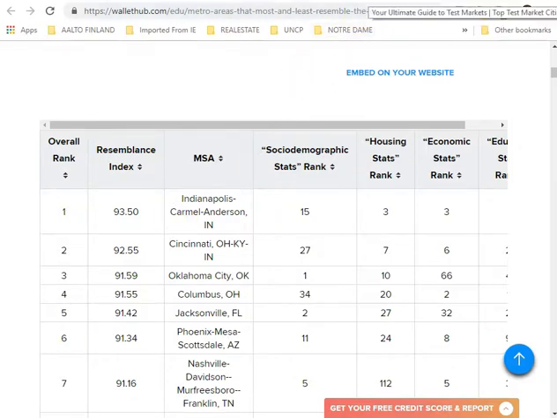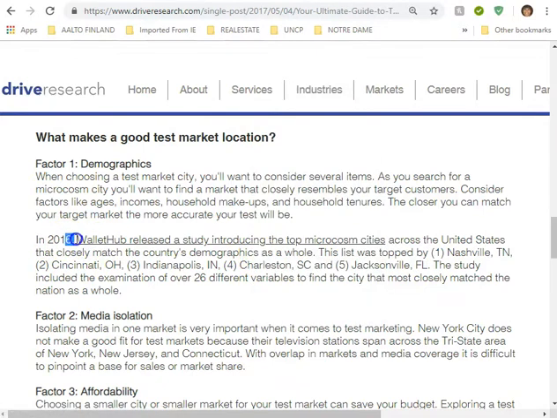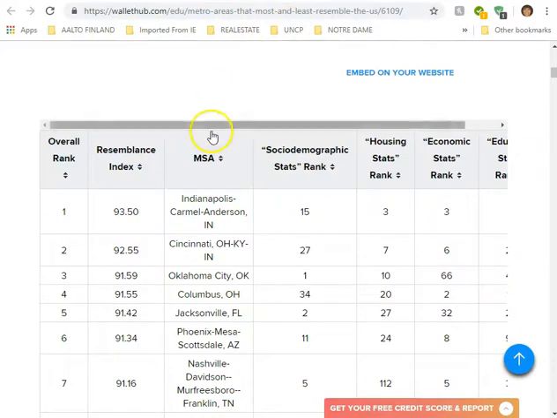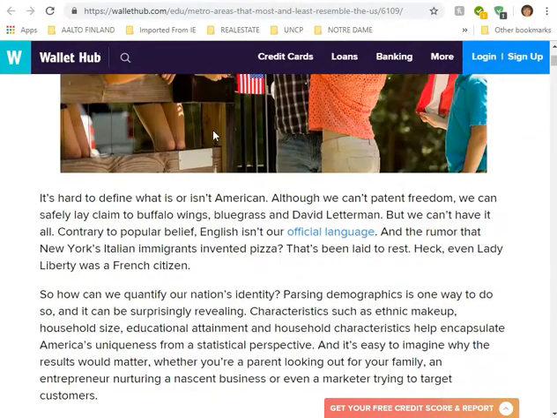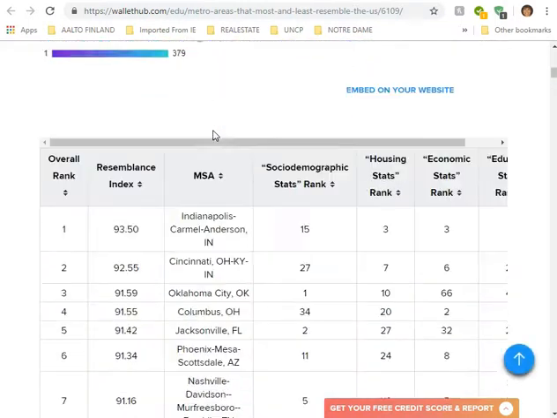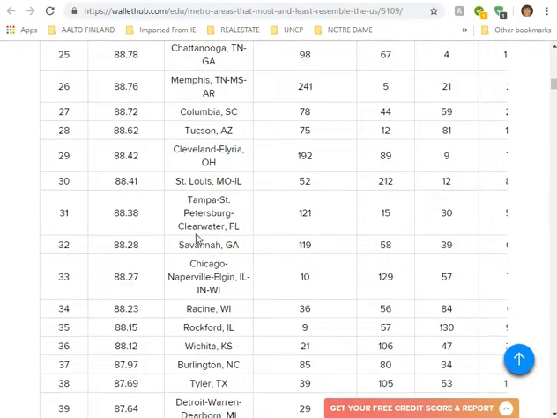And I will say this other link here was from a previous study, this was 2016 data, and so you see Nashville was first, then Cincinnati, Indianapolis, Charleston, and Jacksonville. And then as we go into the main findings on the website here, we see that it's slightly different. So Indianapolis, Indiana, Cincinnati, Ohio, and so on.